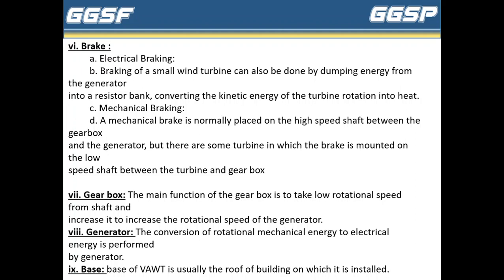Seventh, gearbox. The main function of the gearbox is to take the low rotational speed from the shaft and increase it to increase the rotational speed of the generator. Generator. In the generator, the conversion of rotational mechanical energy to electrical energy is performed. Base. The base of a vertical axis wind turbine is usually the roof of the building on which it is installed.